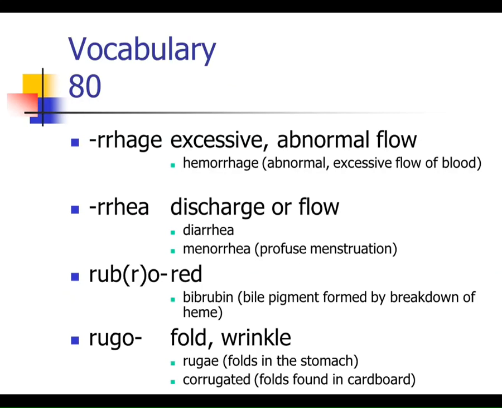Rubro, red, ruby or rubro, red, and rugo, we see in the stomach. If you cut into the stomach, you'll see those folds, that rugae. If you look at the core of that word, you'll see the same core as in corrugated. So corrugated cardboard also has that wrinkled, sort of pleated appearance.